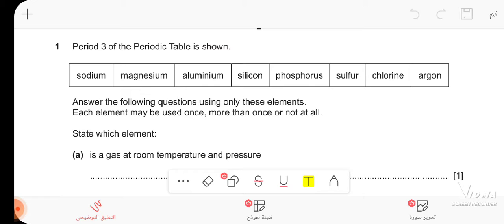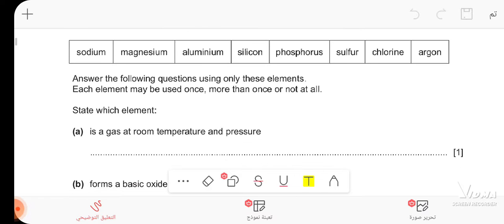Let's move to the first question asking us about the periodic table, talking about period 3. As you know, period 3 elements: sodium, magnesium, aluminum, silicon, phosphorus, sulfur, chlorine, argon. Firstly, we have to read the whole question. Answer the following question using only these elements. So we have to use only those elements, don't use any elements outside this period. Each element may be used once, more than once, or not at all, meaning any element may be used many times.